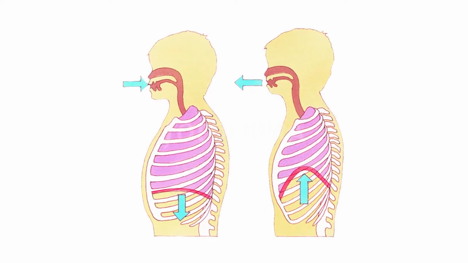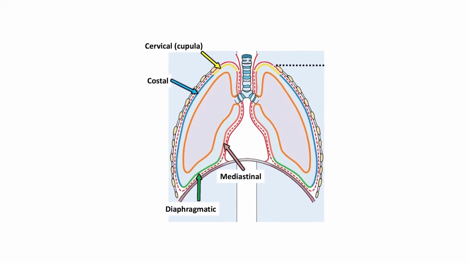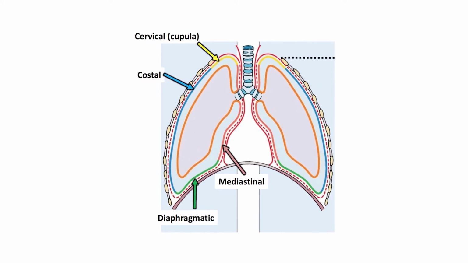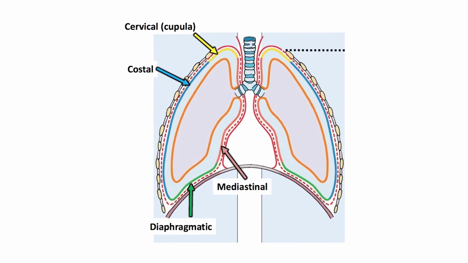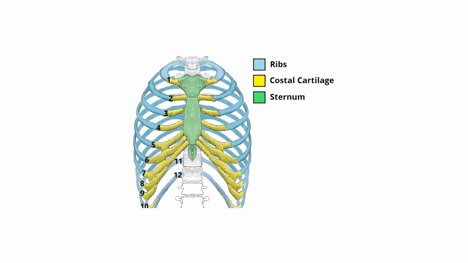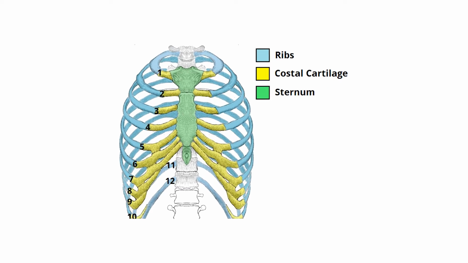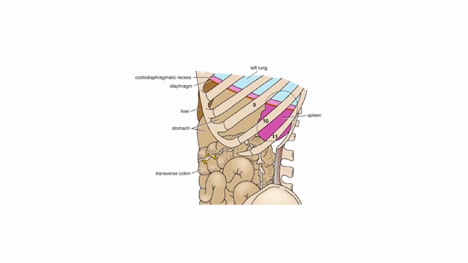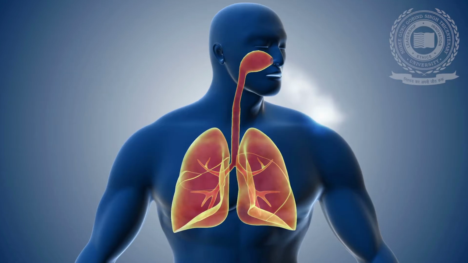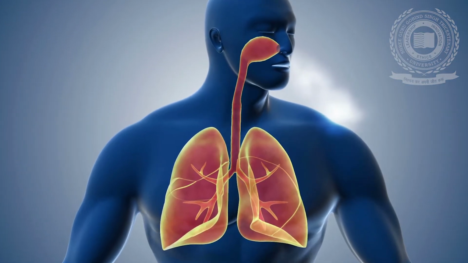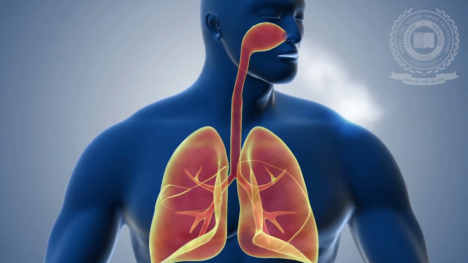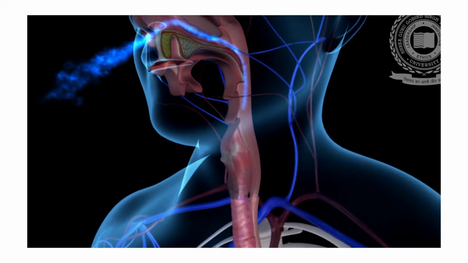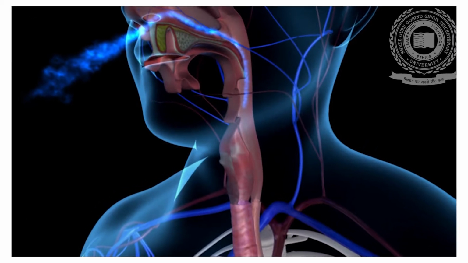The costodiaphragmatic recess lies inferiorly between the costal and diaphragmatic pleura. Vertically, it measures about 5 cm and extends from the 8th rib to the 10th rib along the mid-axillary line. During inspiration, the lung expands into these recesses, so these recesses are obvious only in expiration and not in deep inspiration.